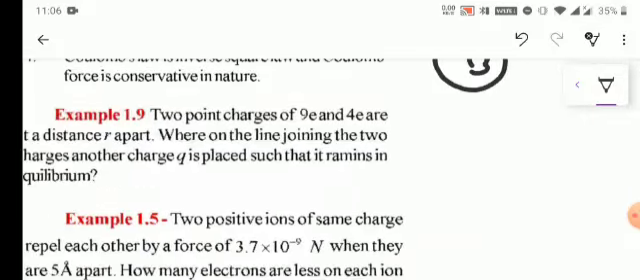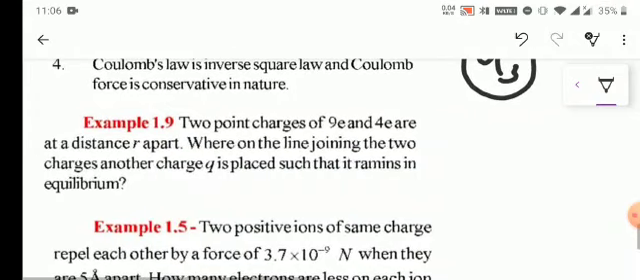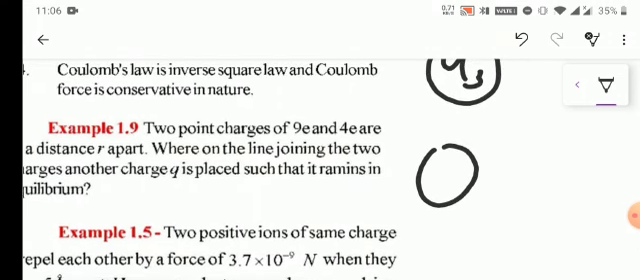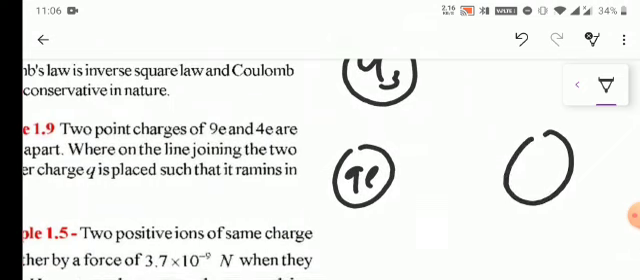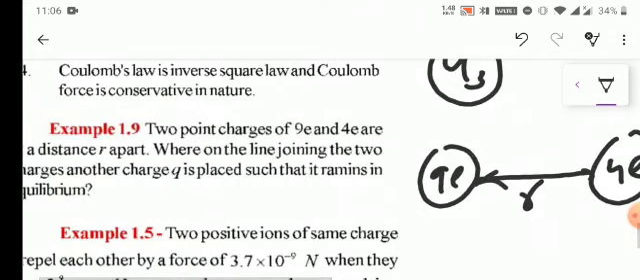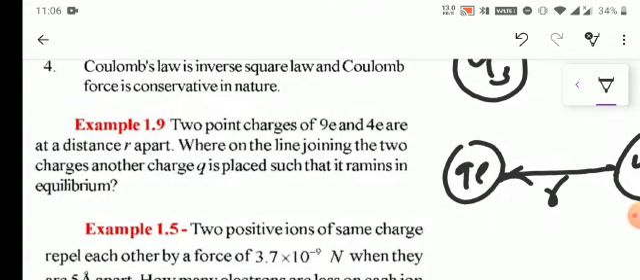Let's pick up some examples. It is given that two point charges, 9 electron and 4 electron, are a distance of r meter apart. Where on the line joining them should another charge q be placed? So here is 9 electron and here is 4 electron, and the distance between the two charges is r. You have to find where on the line joining the two charges another charge q is placed such that it remains in equilibrium.